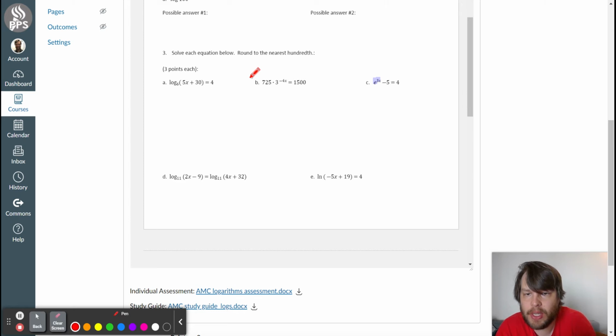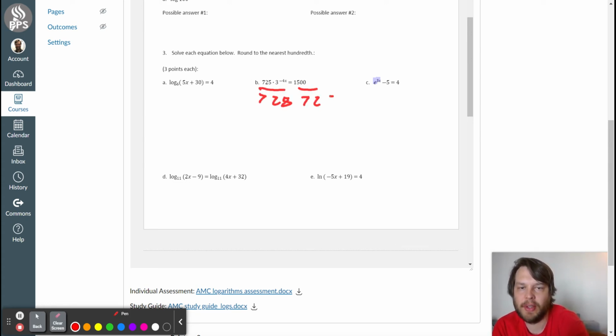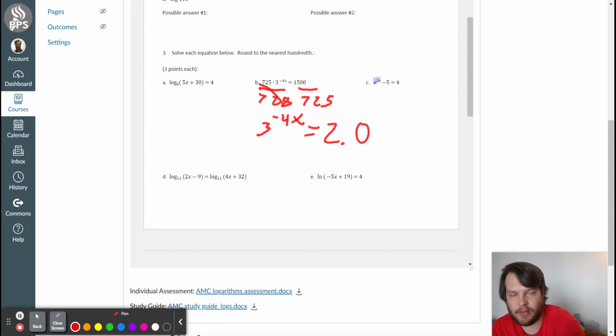When I look at question B, it's sort of the inverse. I'm solving an exponential equation, so I do things backwards. I divide by 725, divide by 725. So I have 3 to the negative 4x, 1500 divided by 725, 2.069.